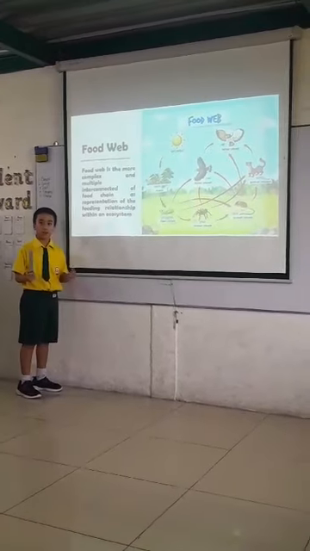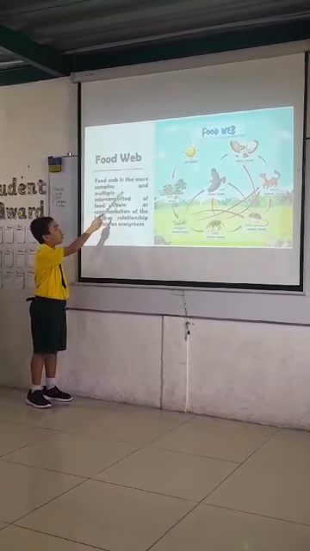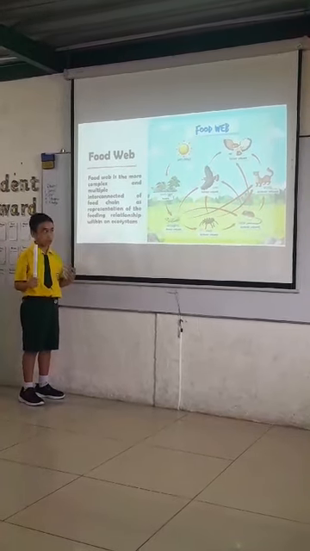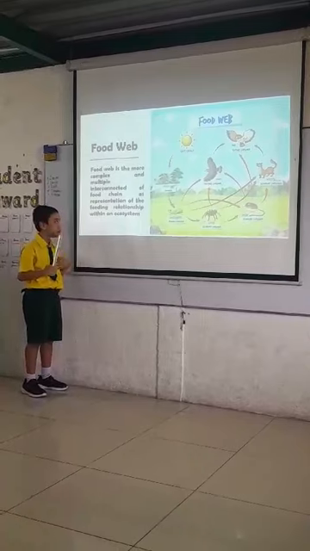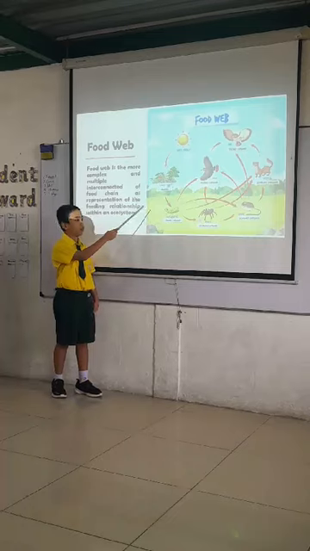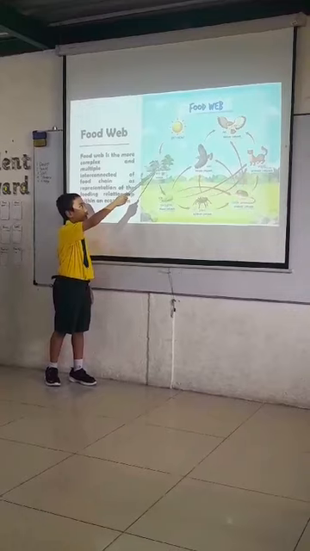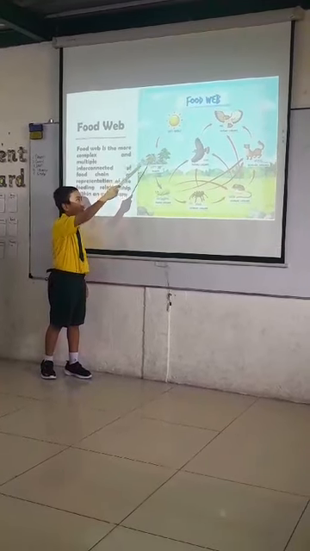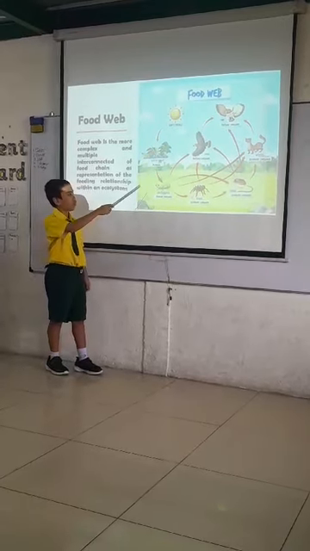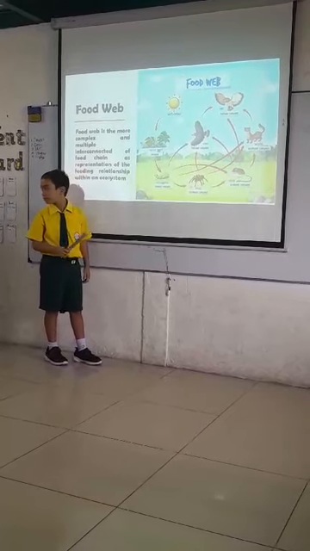Now I want to talk about food web. Food web is the more complex and multiple interconnected food chains, as a representation of the feeding relationships within an ecosystem. Now I want to talk about the food web in this picture. The green plants get energy from the sun, and the green plants get eaten by the grasshopper, and the grasshopper gets eaten by the spider, the shrew, and the hawk.